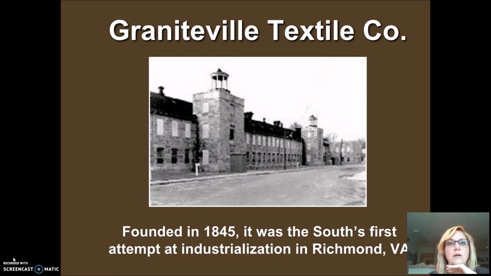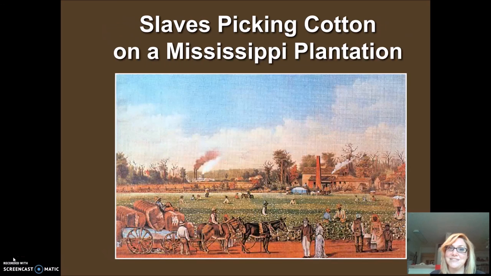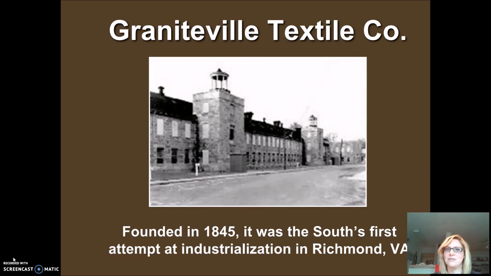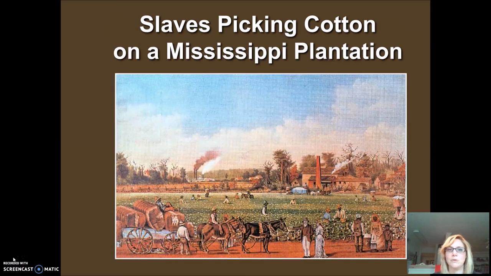Okay, so let's talk about the attempts. Graniteville Textile Company, founded in 1845. It was the South's first attempt at industrialization. But remember, where's the powerhouse? The powerhouse is no longer in Virginia. It's in the Deep South. It's in South Carolina. And remember, industry is not really super important, but they are attempting. They weren't very good at it, but they attempted. I don't think it actually survived for very long, if I remember correctly.